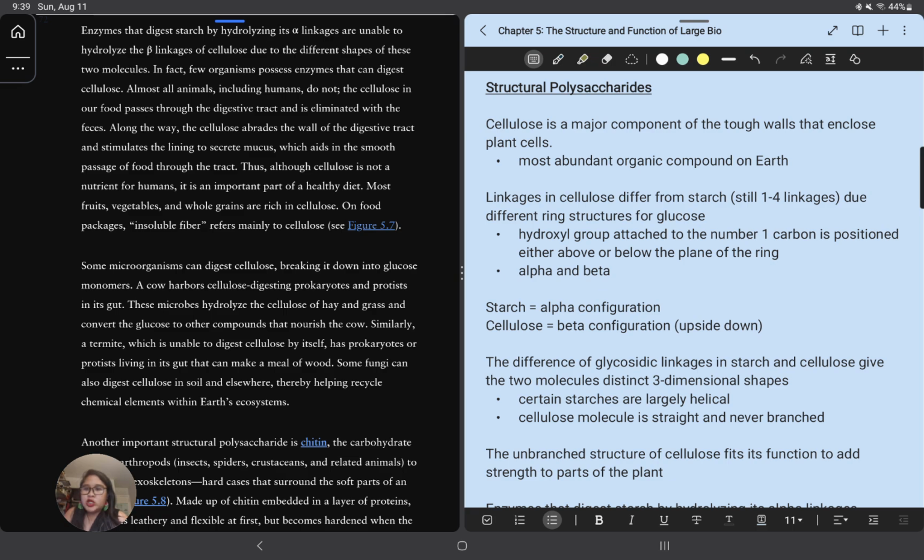Most fruits, vegetables, and whole grains are rich in cellulose. On food packages, insoluble fiber refers mainly to cellulose.